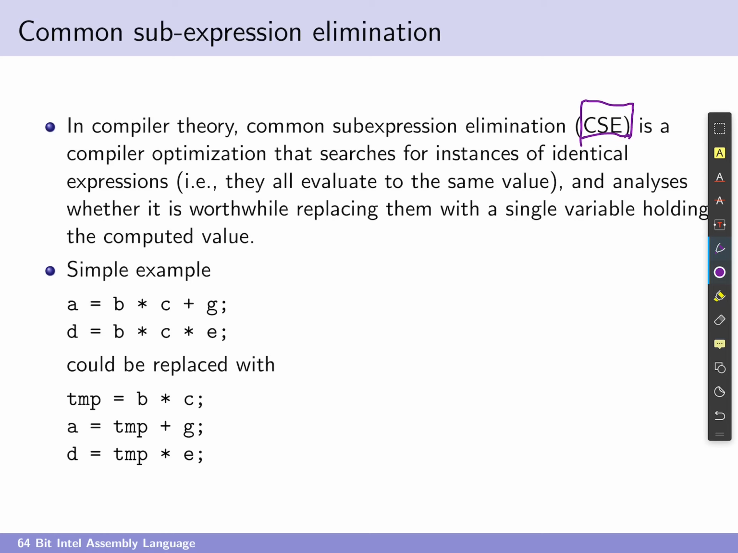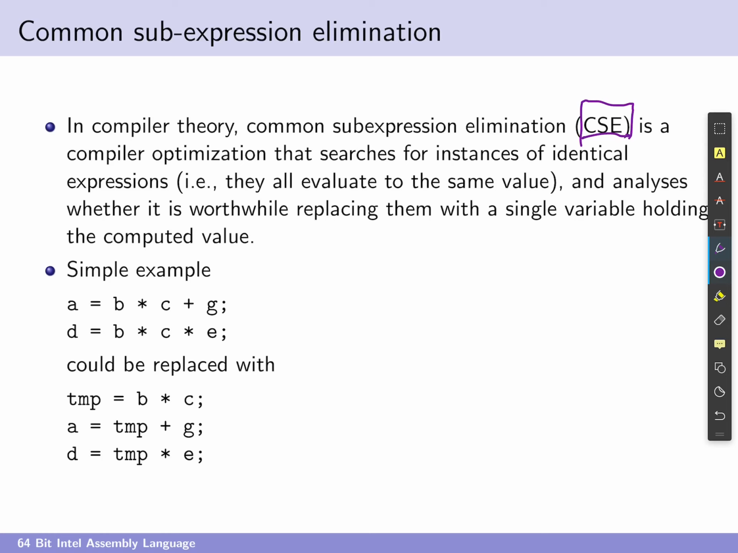Now, the idea is that the compiler will search for instances. Well, in this case, with assembler we will be the compiler. We have to do the searching. But if we were in a higher level language, the compiler will search for instances of identical expressions. And by identical, we simply mean an expression that will evaluate to the same value. So there can be some subtleties in that definition. And then it does an analysis whether it's worthwhile replacing them with a single variable holding the computed value.